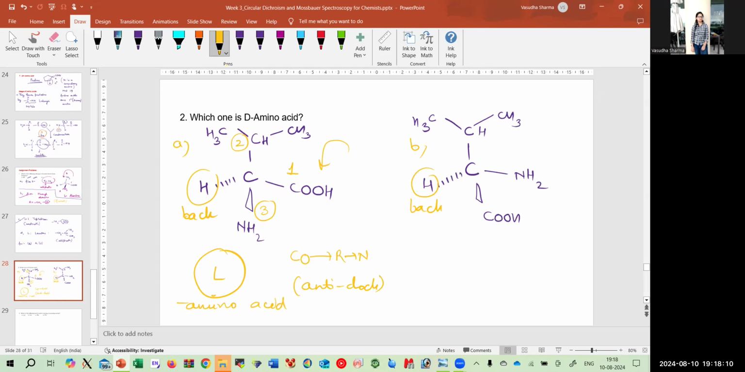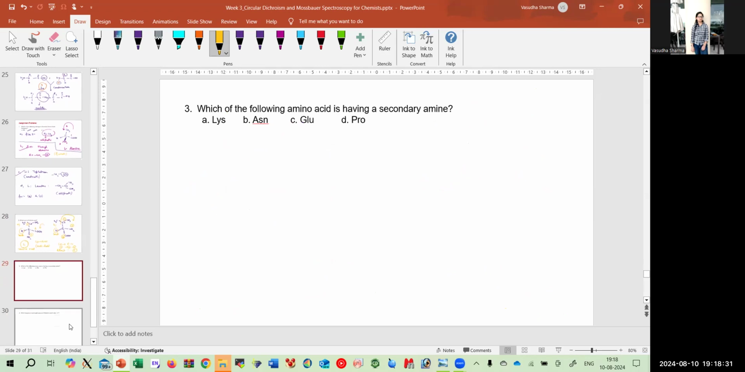Whereas here, if you will give it as 1, this is 2, this is 3, it is going like 1 to 2 to 3, it is clock, therefore D. So this is also done. Similarly, in different examples, you will get different possibilities. So which of the following amino acid is having a secondary amine? We have already seen it in detail.